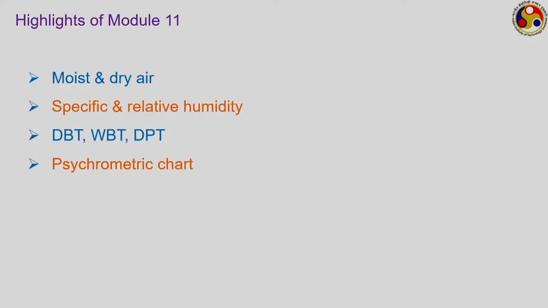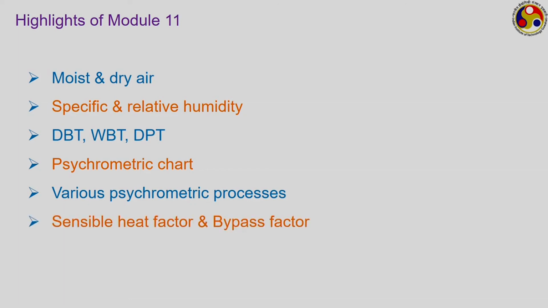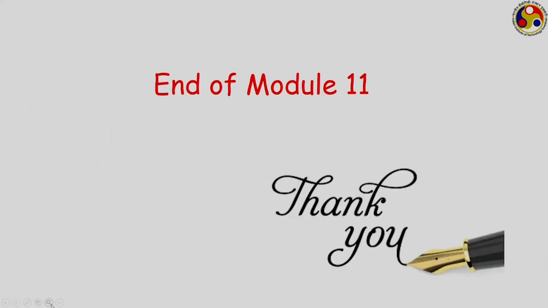Then the psychrometric chart was introduced, and you have seen how we can use the chart to identify the state points, or rather identify the properties corresponding to a given state point. We have seen different psychrometric processes both from a mathematical point of view and also plotted them on the psychrometric chart. And finally, we are finishing with the definition of these two important factors, the sensible heat factor SHF and the bypass factor, often called the BF. So, that takes us to the end of module number 11.